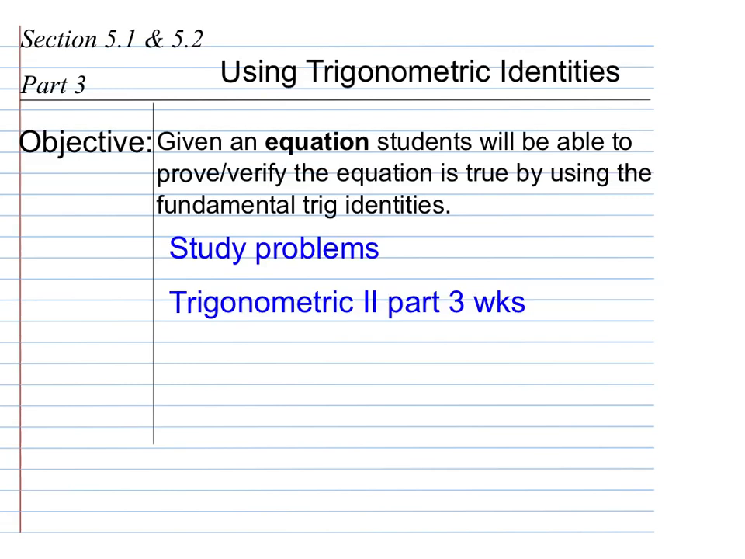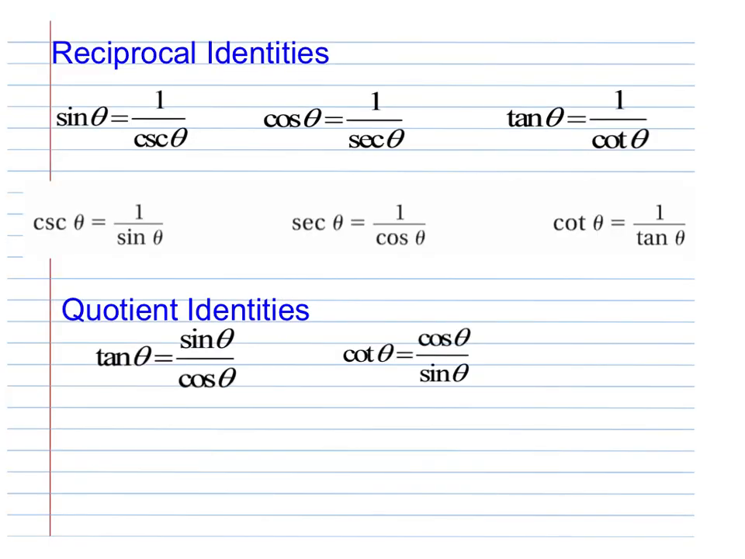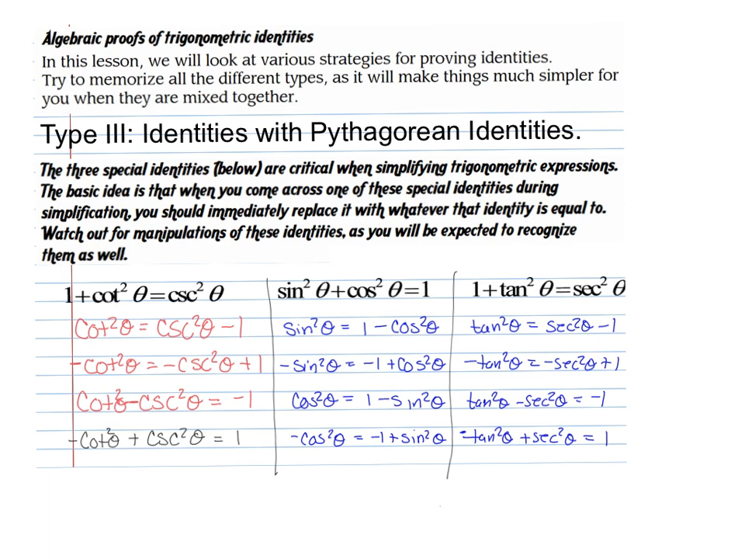For this part 3, we're going to keep going and adding more properties. So I think the next one we're going to be using is the Pythagorean identity in this section. So again, we will still be using the reciprocal identities, the quotient identities, and now we're going to be using the Pythagorean identities.